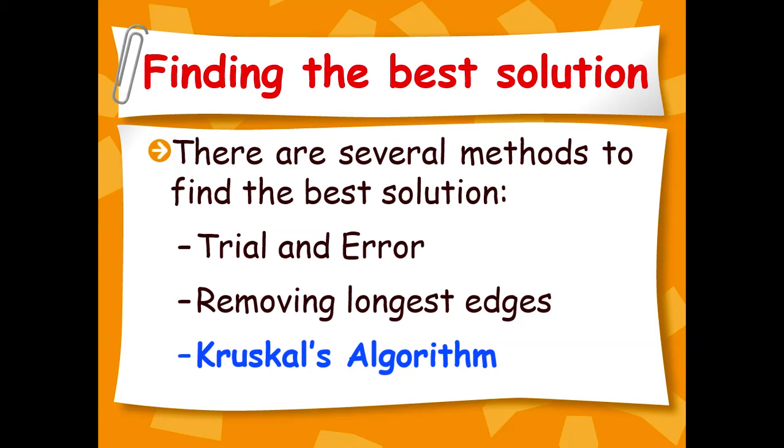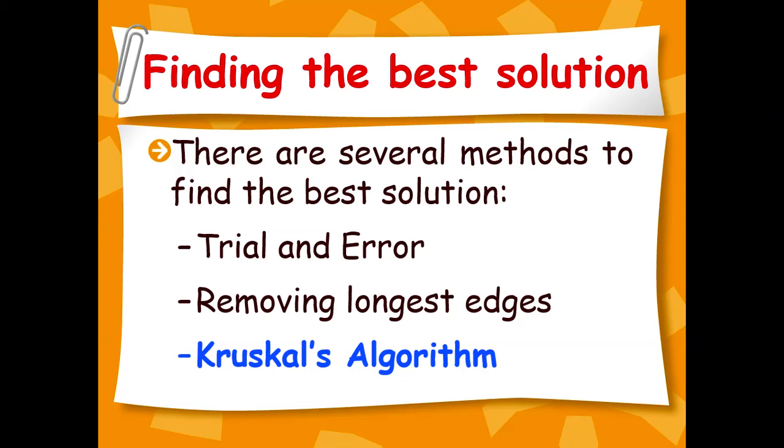So there's several ways that we could do this. We could just do it with trial and error and draw up every single possible spanning tree you could have, and then work out the cost of all of them, and then figure out which one's the best. The one method in the book that they use is to have all of the network drawn and then to take away the longest edges. And you can use that. I'm quite happy for you to use that.